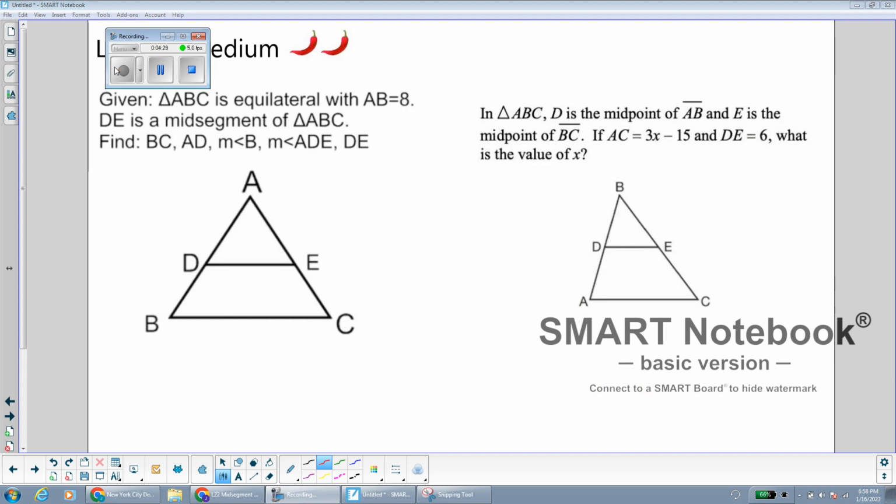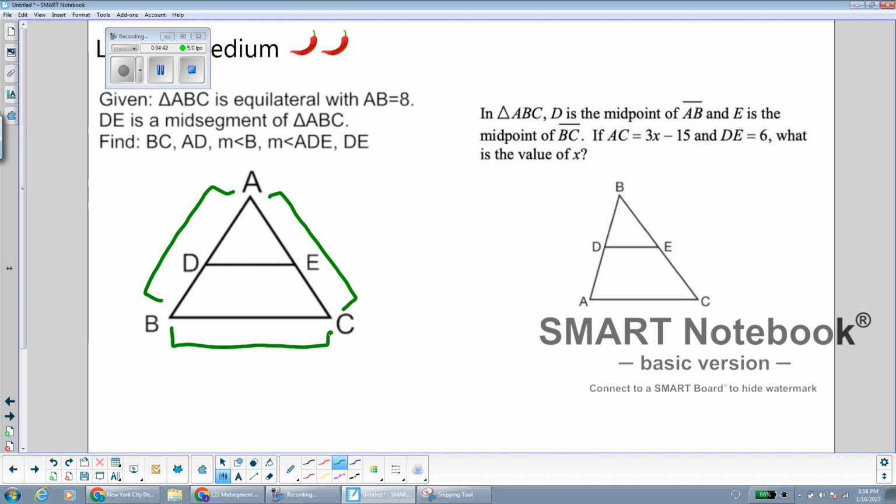Okay, let's apply our knowledge of triangle midsegments to some questions. So we're told that triangle ABC is equilateral. That means that all three sides of this triangle are equal. It also means all of the angles of the triangle are equal, and that means that they are equal to 60 degrees to make 180 degrees of the triangle.